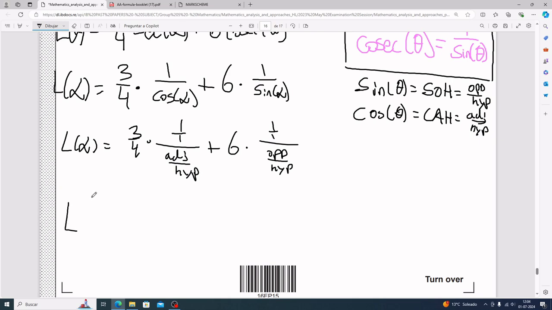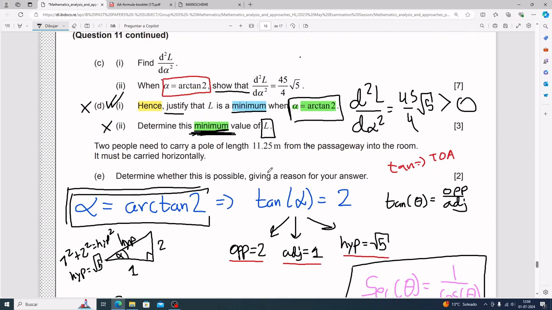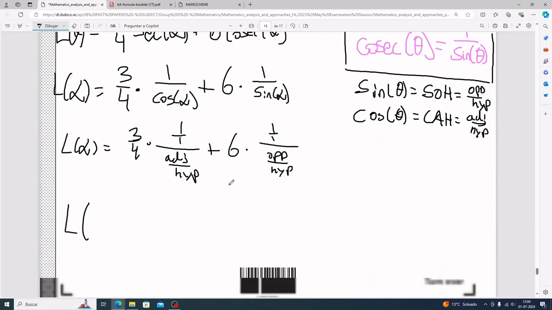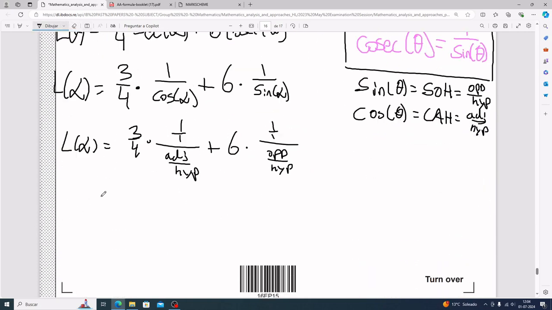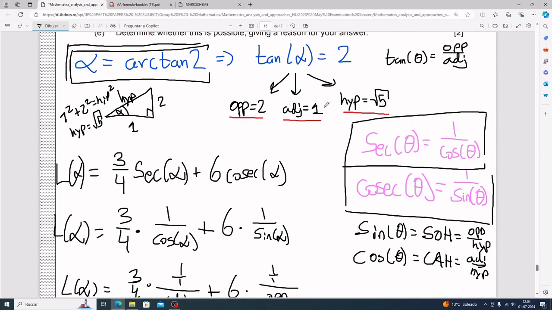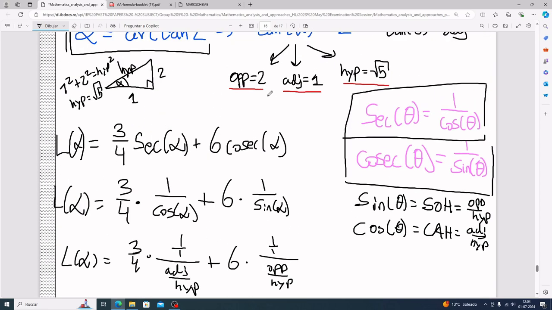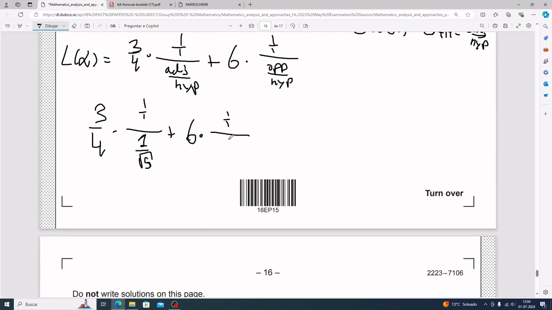For finding this minimum value, all you really have to do is plug in the fact that alpha equals arctan 2. So what you end up with is 3 over 4 times 1 over 1 divided by adjacent over hypotenuse. Adjacent is 1, hypotenuse was square root of 5. Plus 6 times 1 over 1 divided by opposite over hypotenuse. Opposite we said was 2, hypotenuse square root 5. So 2 divided by square root 5.